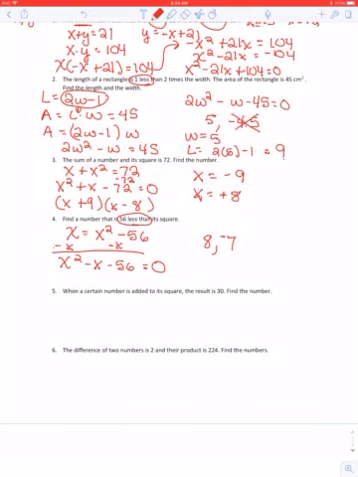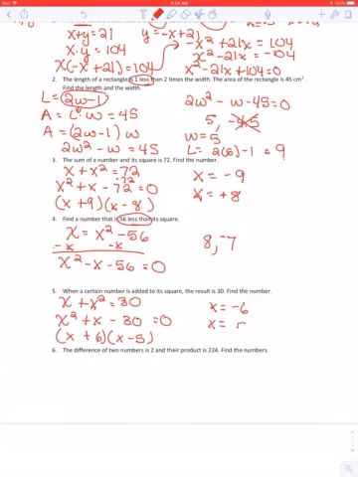Okay, let's do 2 more. When a certain number is added to its square, the result is 30. So we have a certain number, we're going to add it to its square, and then the result is 30. So again, putting this in standard form, and this one's pretty easy to factor. I can use 6 and 5. 6 is positive and 5 is negative, so x is negative 6, or x is 5.